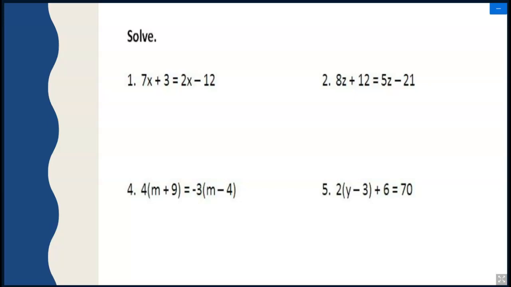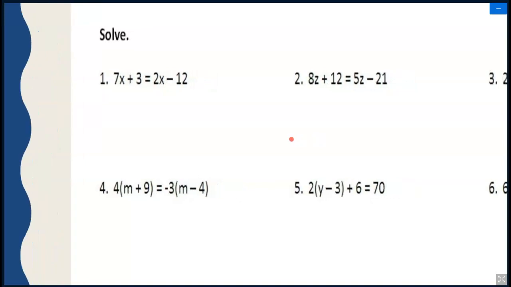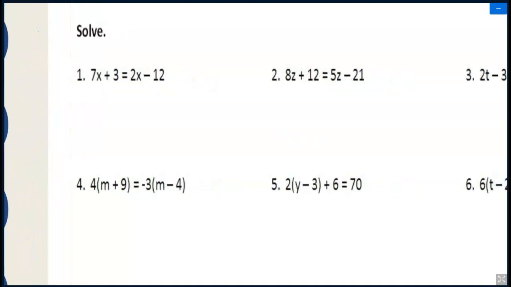Okay, so this unit is about solving. But when we're solving, we're actually talking about all of those properties. So number 1, you have 7x plus 3 equals 2x minus 12. So you use the subtraction property to say that I subtract 3 from both sides. By subtracting 3 from both sides, I haven't changed the problem, just moved it. So you get 7x equals 2x minus 15.